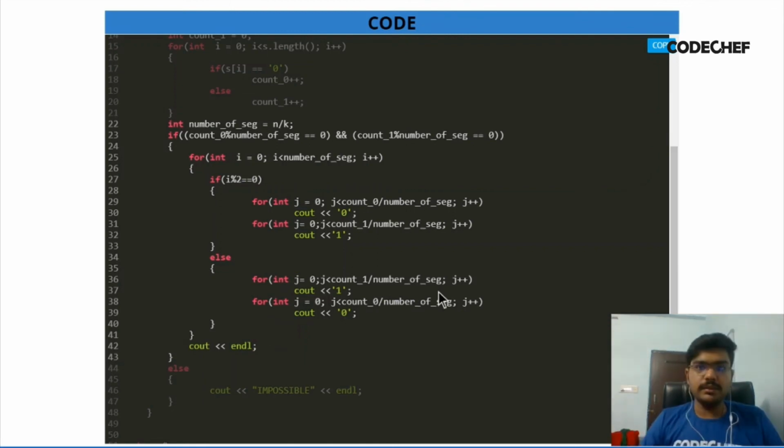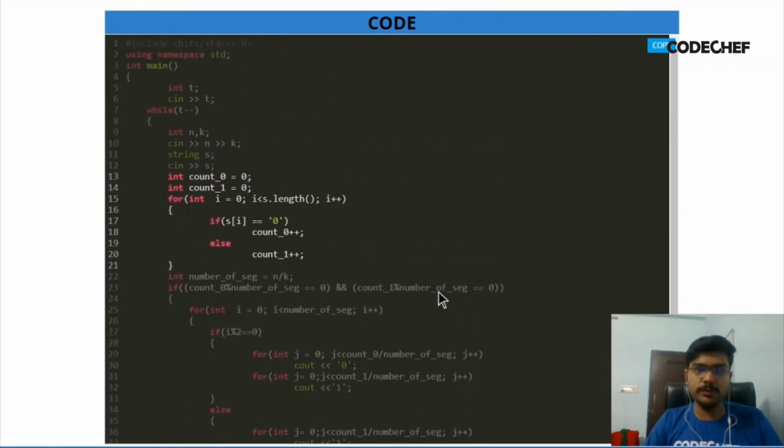The time complexity of this problem will be big O of n. Why? Because we are running a loop over the length of the string, right? We are taking each segment and processing it. For each segment, we are printing the number of zeros as well as the number of ones. And in the earlier for loop, we are calculating the number of zeros and ones for the length of the string. So the overall time complexity of the problem will be big O of n.